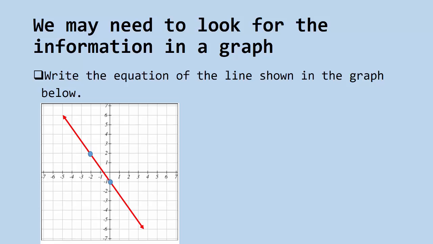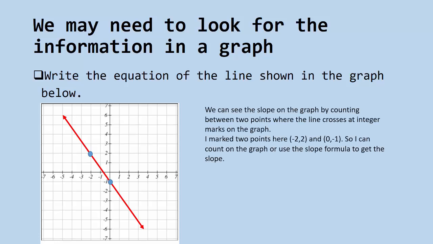We may need to look for the information in a graph. Write the equation of the line shown in the graph below. We can see the slope on the graph by counting between 2 points where the line crosses at integer marks on the graph. I've marked 2 points here with little blue dots. One is at -2, 2, and another at 0, -1.